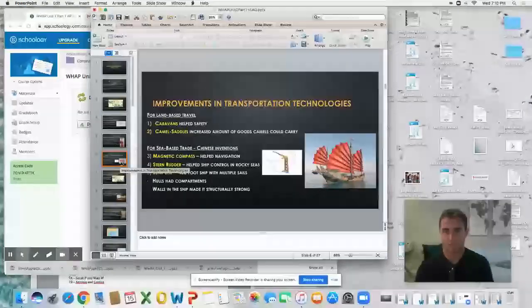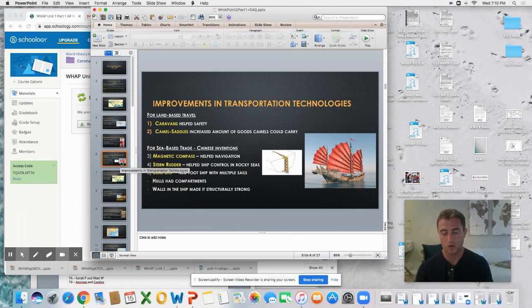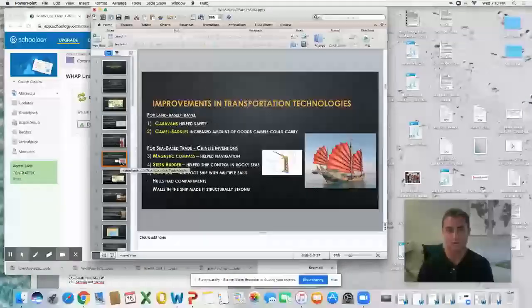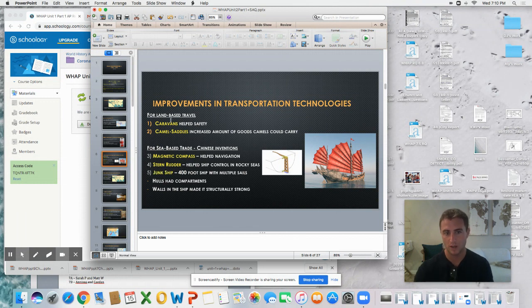Okay, so we see lots of innovations that are going to encourage trade in this time period. Land-based travel, caravans, so people traveling together to avoid being attacked by robber barons, by gangs along the Silk Roads. We also see, of course, the camel saddles, especially used in the trans-Saharan trade, but also in the land-based Silk Road. We also have those sea-based inventions, the magnetic compass, the stern rudder, and the junk ship, all of which are helping trade along the Indian Ocean sea routes.